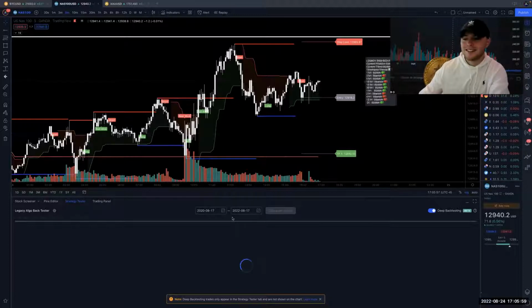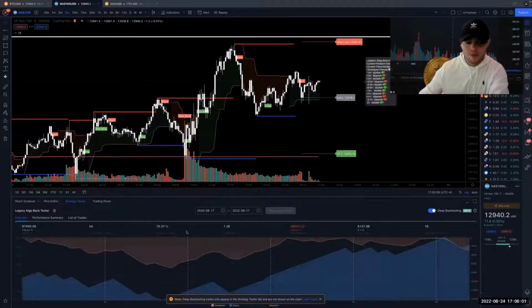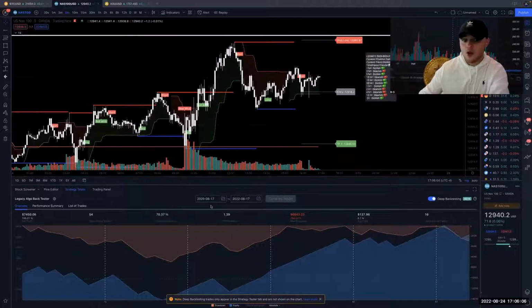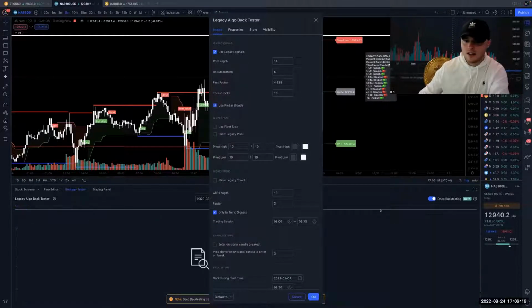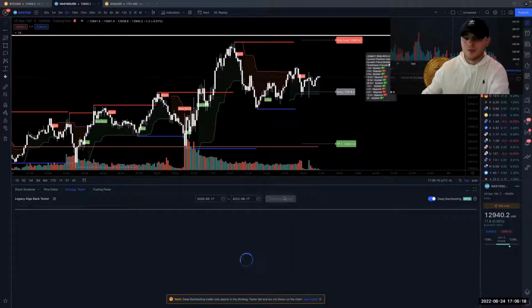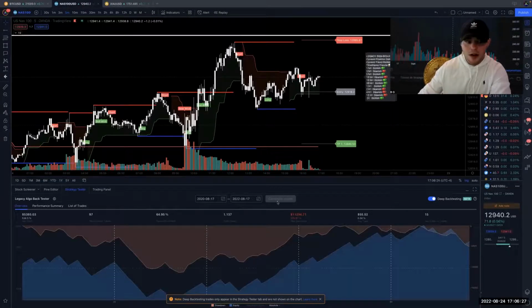Let's wait for the backtesting to load, and then bam. So now we have the last 2 years, with the trend only, we have 54 trades, 745% net profit, horrible drawdown. So again, you want to mess with this until you can see which exact features have the highest net profit with the lowest drawdown to optimize your trading fully.